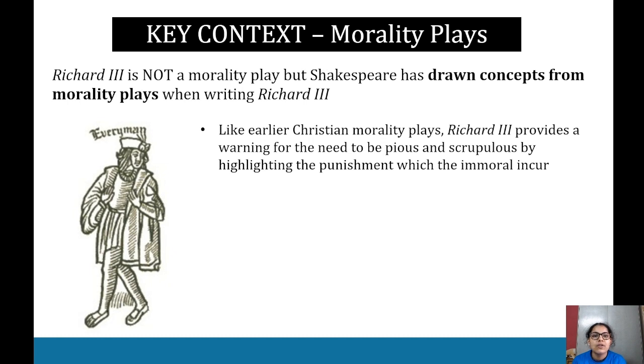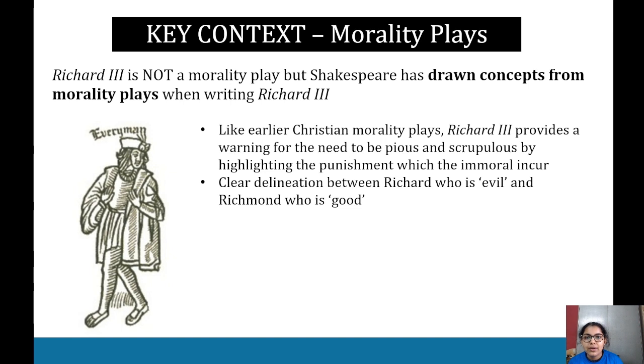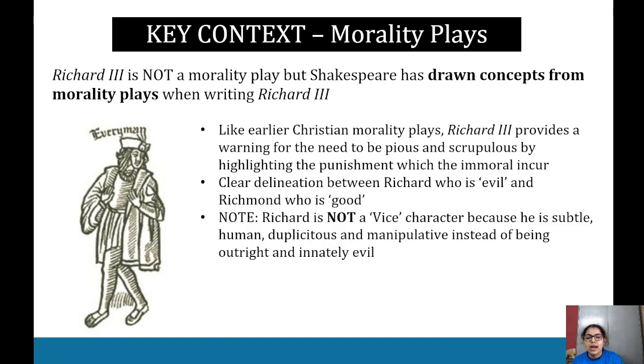So Richard, after all his Machiavellian climbing, he dies at the end. The ghosts tell him that he's going to die and suffer. He loses out to the good guy, right? And that again backs those Elizabethan values of being virtuous and righteous and staying by God, and following the representative of God, which is the king. Clear delineation between Richard, who is evil, and Richmond, who is good. So we see the foil there between the two characters.